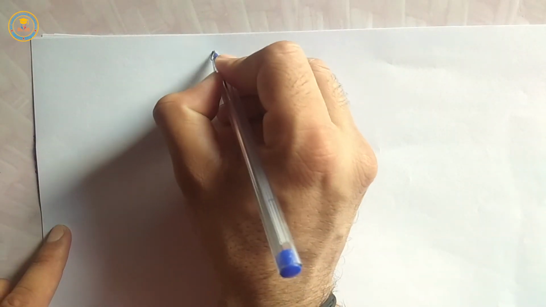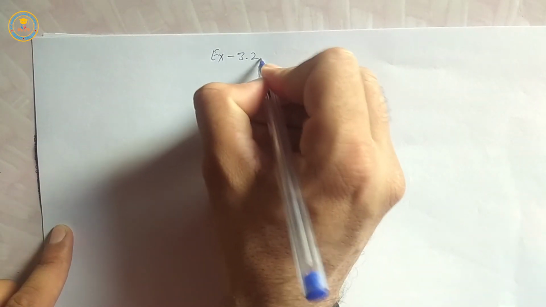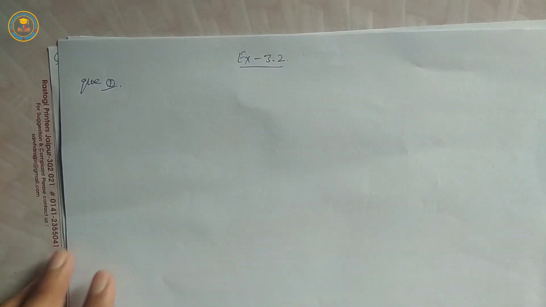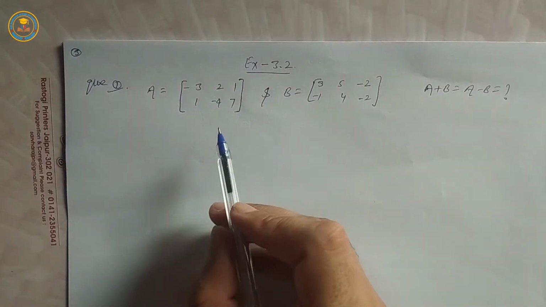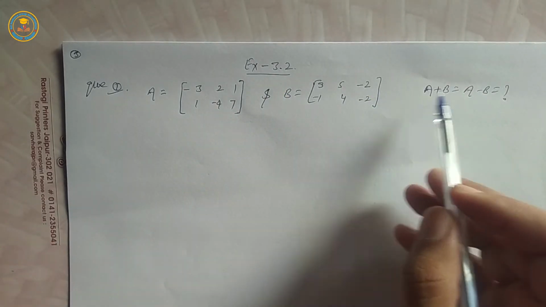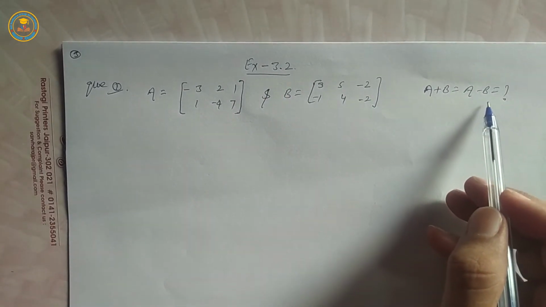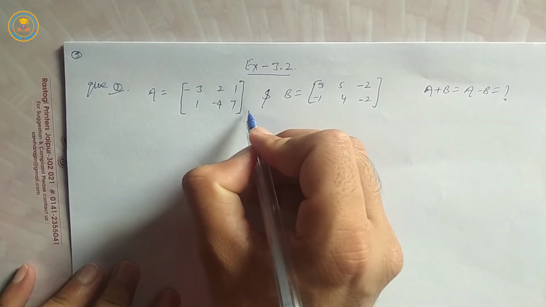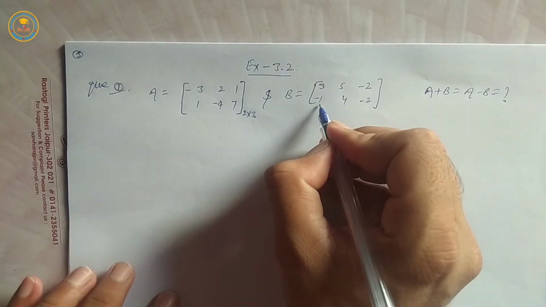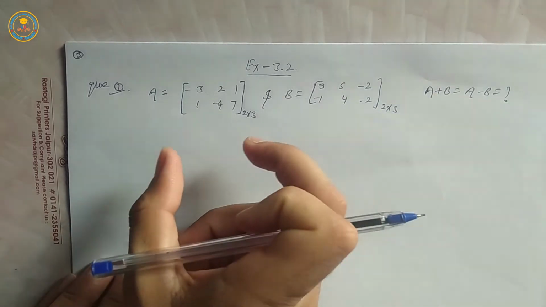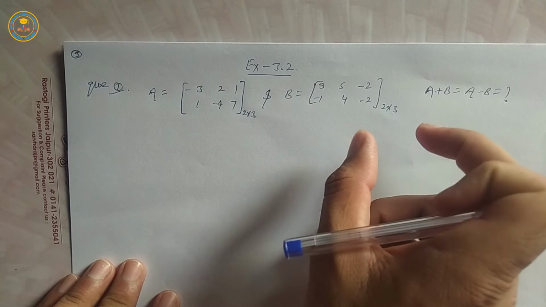3.2. Exercise 3.2. Question number first. If matrix A is equal to something and matrix B is equal to something, then find A plus B and A minus B. Order of matrix A is 2 by 3. Order of matrix B is 2 by 3. Order of matrix A is equal to order of matrix B.